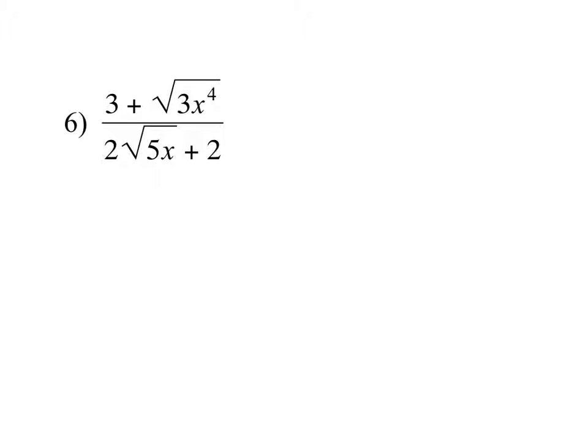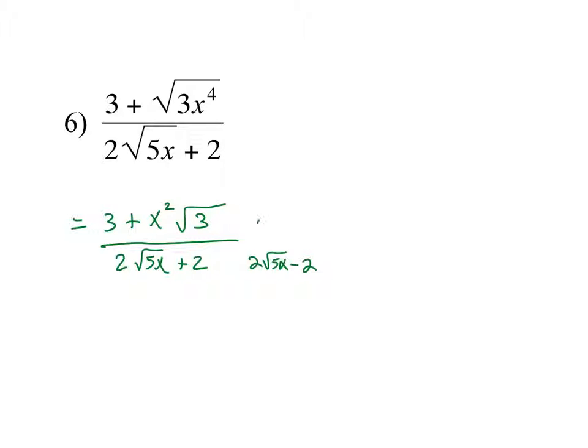Now this one, I'm going to start by simplifying this one first, so it's a little bit easier. The square root of x to the 4 is x squared. So I have 3 divided by 2 square root of 5x plus 2. Now again, I'm going to multiply times the conjugate pair, so square root of 5x minus 2.